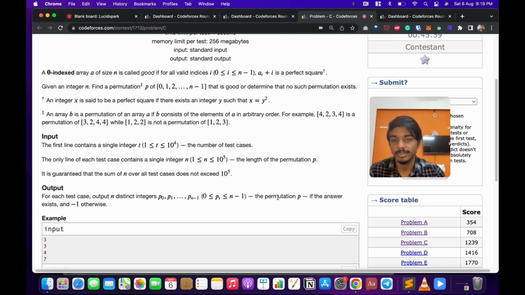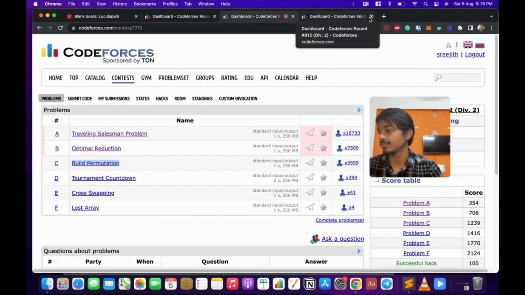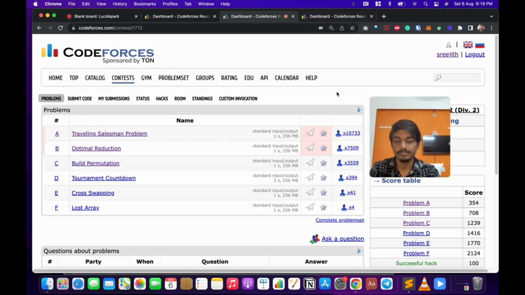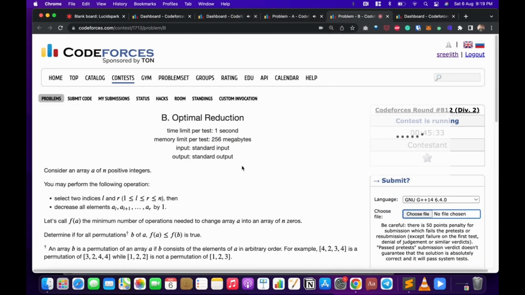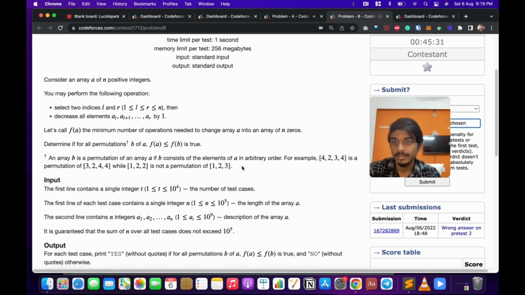Is it to be a perfect square if there exists an integer y as that? I am not even in the mood to do this. Where is my charger? Let's try this again. Anyway, we have enough time. Let's try again.